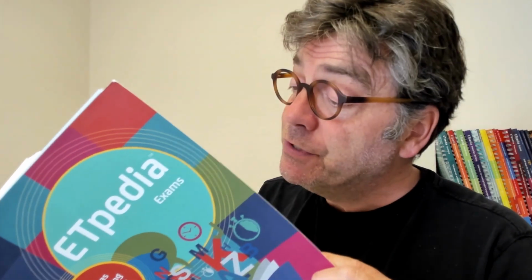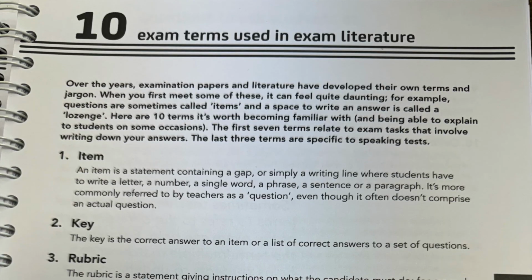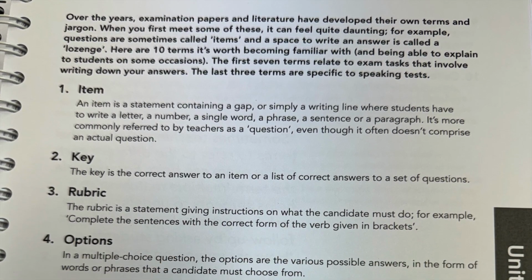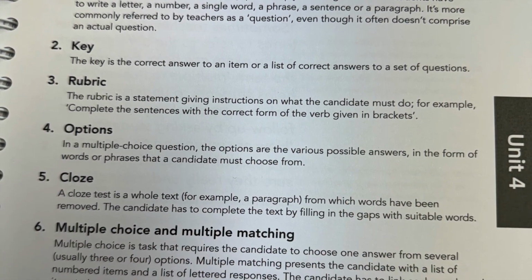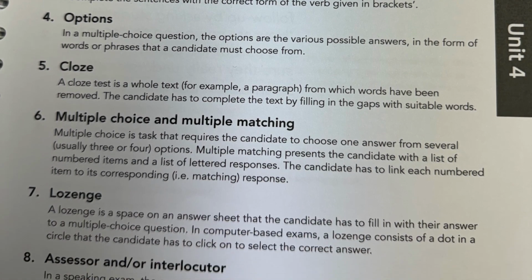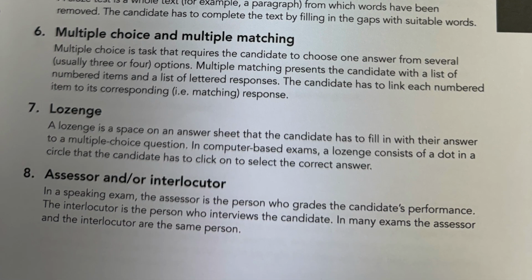Like all the ETpedia titles, it's a mixture of classroom activities, tips, ideas, and also in this ETpedia on exams, you also find facts and information about exams. And actually one of the earliest units is not a list of ideas, but it's a list of 10 exam terms that often get used in exam literature. So words like item, key, rubric, options, close, multiple choice, lozenge, assessor, interlocutor, long turn, collaborative task.